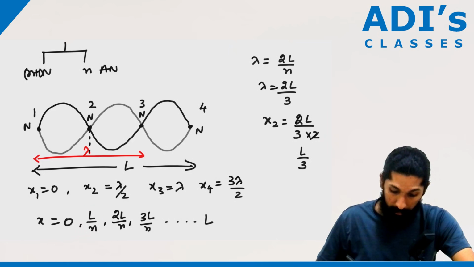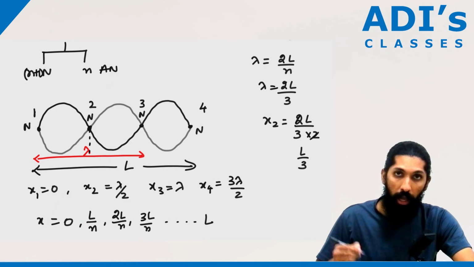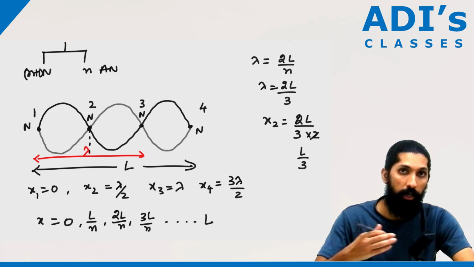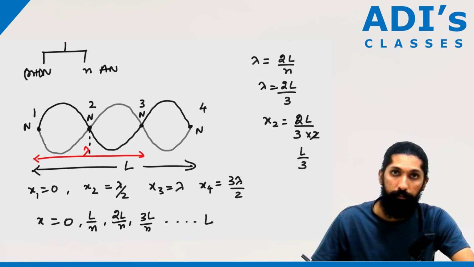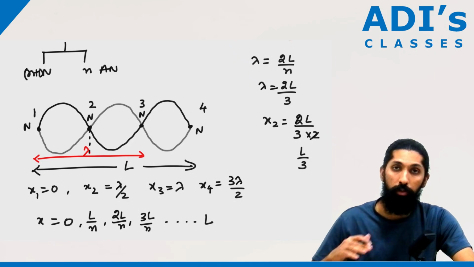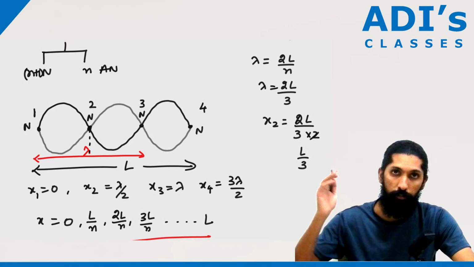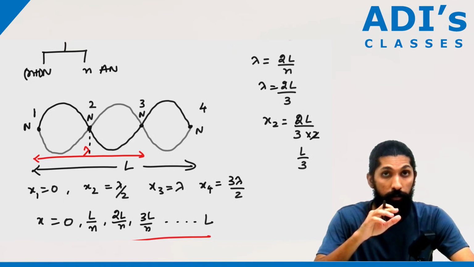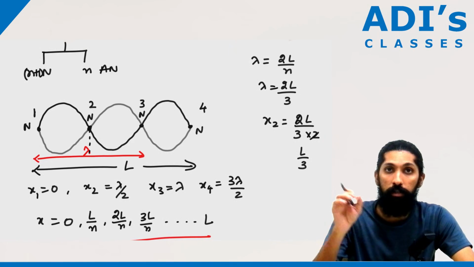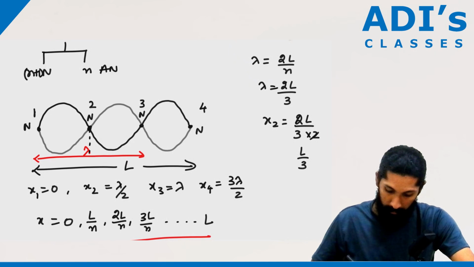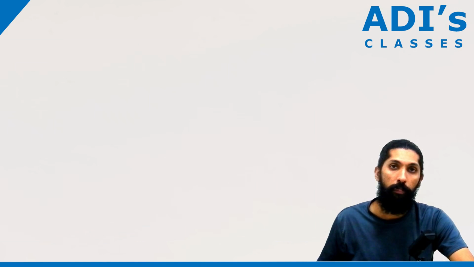That's what we are looking at here. See, L by N, N value is 3 here. So L by 3, this is what you are going to get. Likewise, 2L by N, 3L by N, and so on and so forth it goes. So the position of the nodes in a string is given by this particular formula.